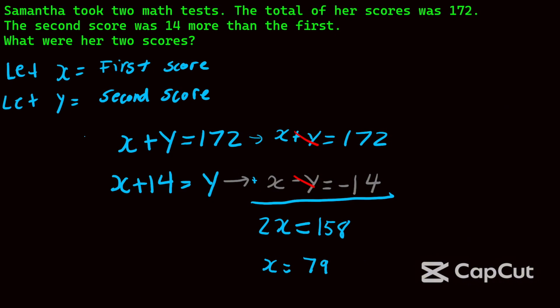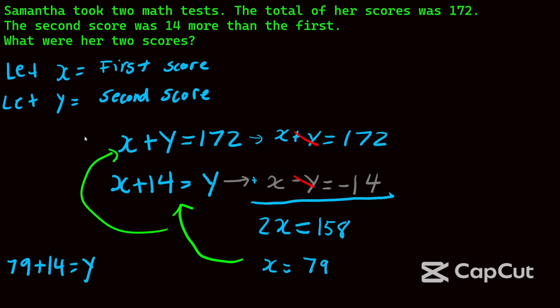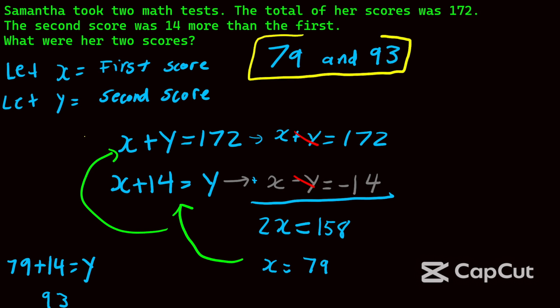Then it says her second score is 14 more than the first. We don't need to kind of interpret that. We can just use this equation that we wrote up here, or this equation, doesn't matter. So we can write it already right here. So 79 plus 14 equals y, which is her second score, which is what? What's 79 plus 14? 93. So her two scores were 79 and 93. And that's our answer.